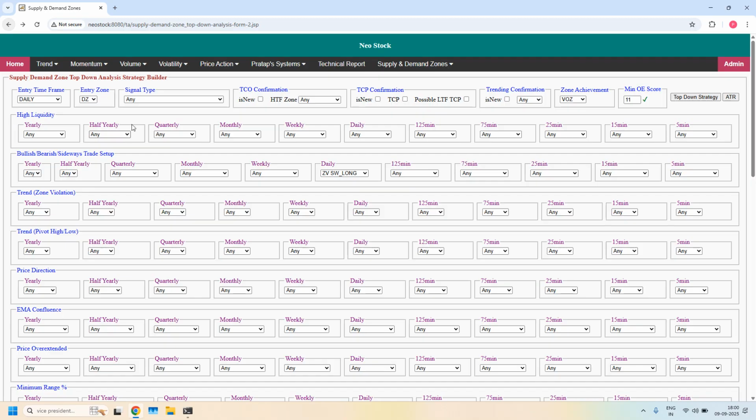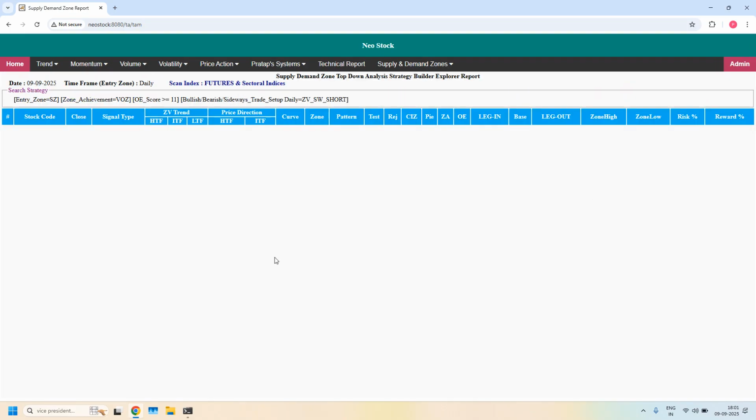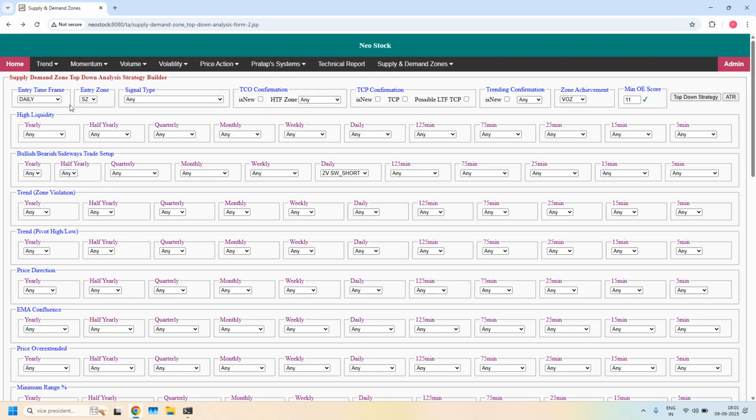Okay, next sideways short trade setup, entry time frame zone, daily supply zone. Here sideways short. We don't have any stocks. Next bullish trade setup for monthly income trade, entry time frame zone, daily demand zone, bullish, and minimum odd enhancer score should be 12.